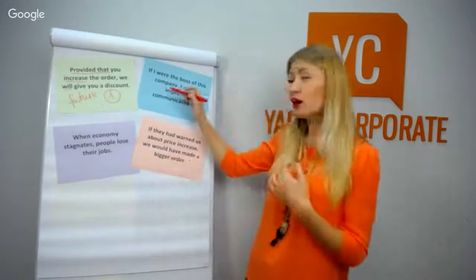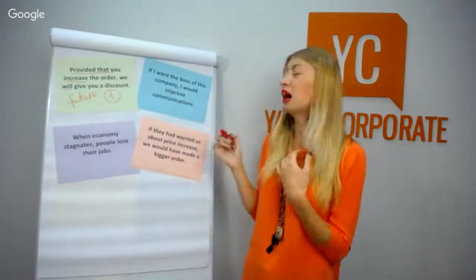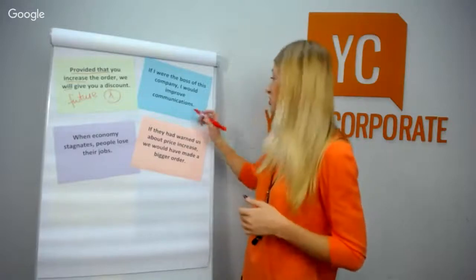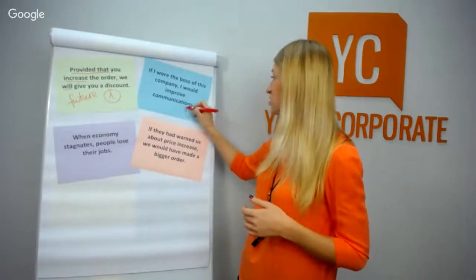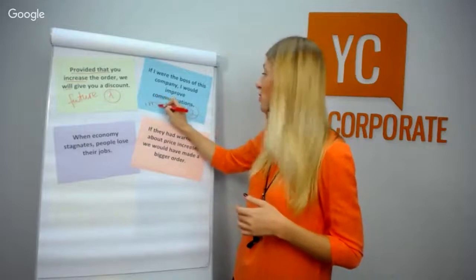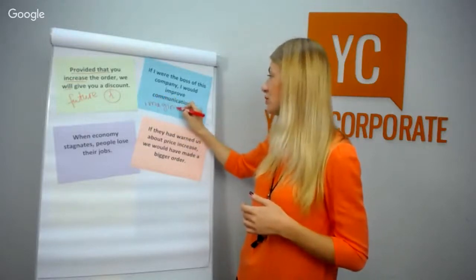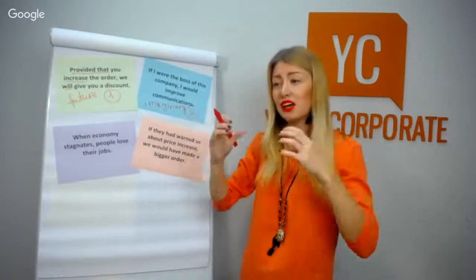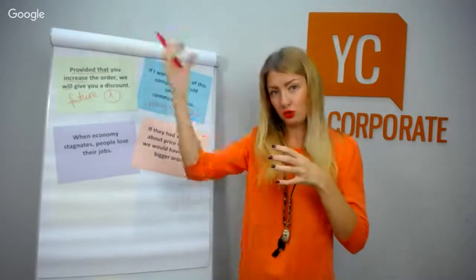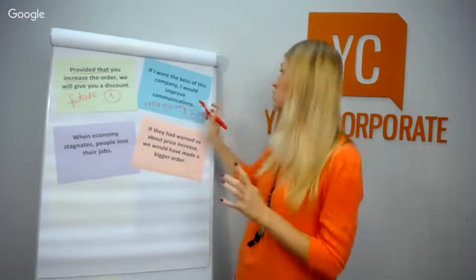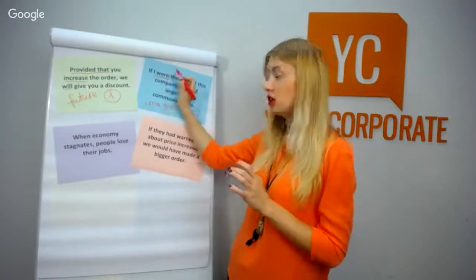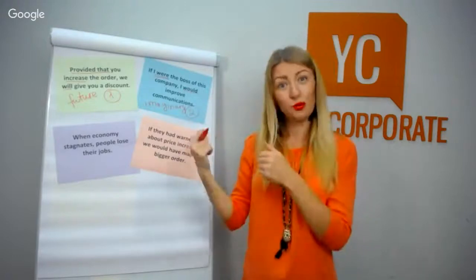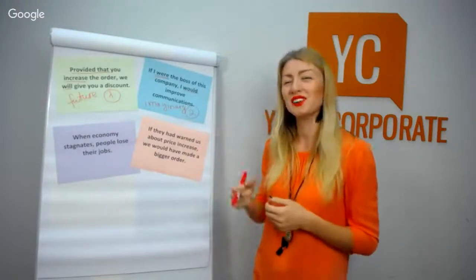Okay, next. If I were the boss of this company, I would improve communications. This is what? Imaginary situation. So this is the second type of conditional, and the key word here is imaginary, but don't confuse it with imaginary what was before. Imaginary now or in future, right? That's the specifics of the second type. Here you have the past simple tense and in the main clause would, right? So it all matches the pattern which we had done before.